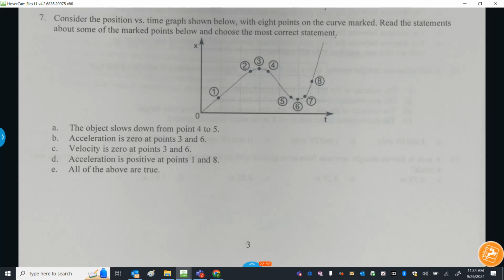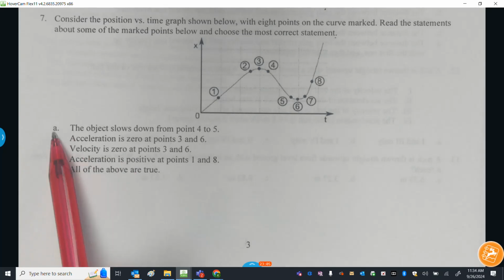It says, consider the position versus time graph shown below with 8 points on the curve marked. Read the statements about some of the marked points below and choose the most correct statement. And so we have some options here. We're just going to read through them one at a time and see which one is correct.